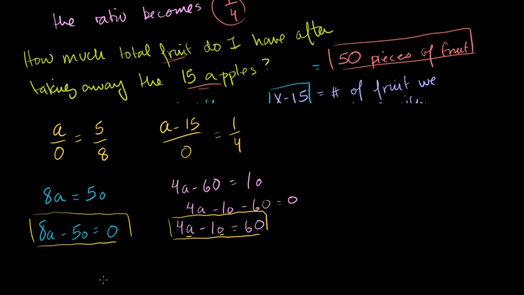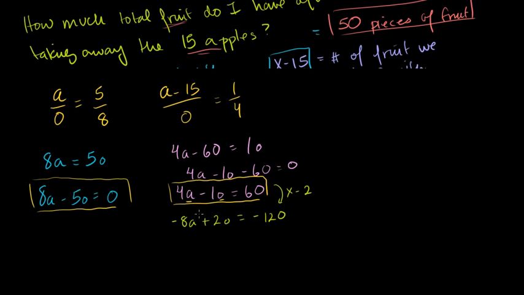So how do we solve this? Well, what we can do is we can multiply one of these times a convenient factor and then add them or subtract them to get rid of one of the two variables. So let's do that. Let's multiply this equation times minus 2. So it becomes minus 8a plus 2o is equal to minus 120. I just multiplied this equation right here times minus 2.